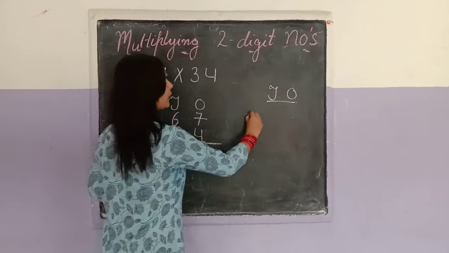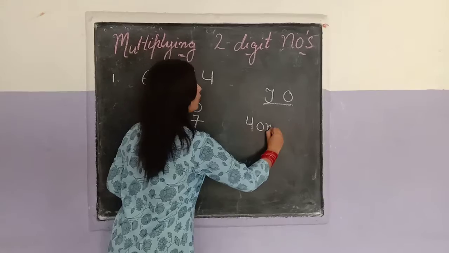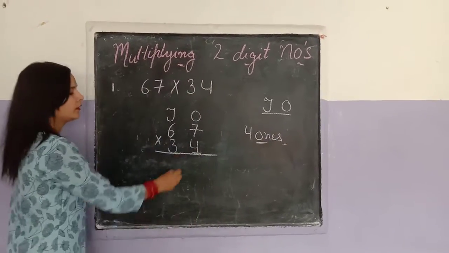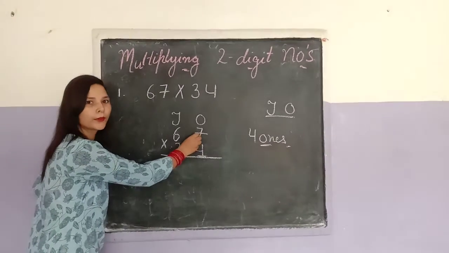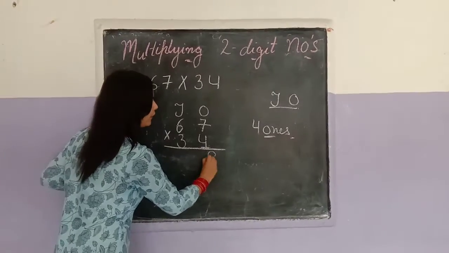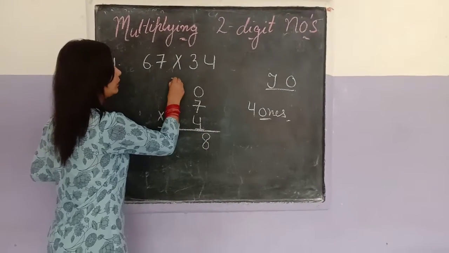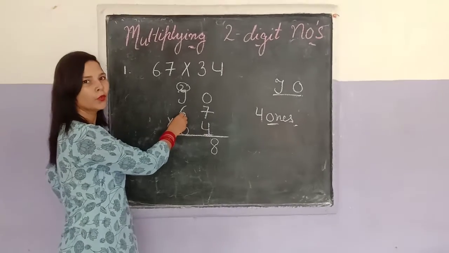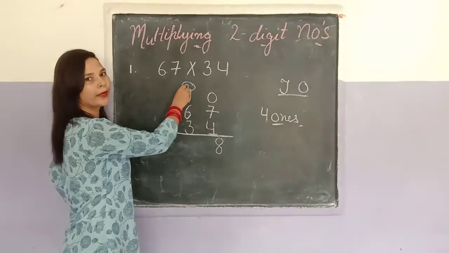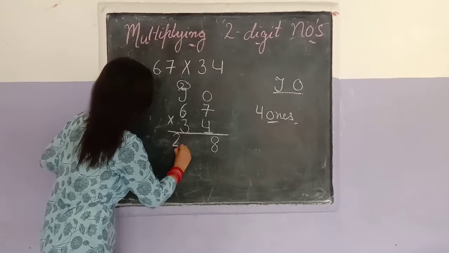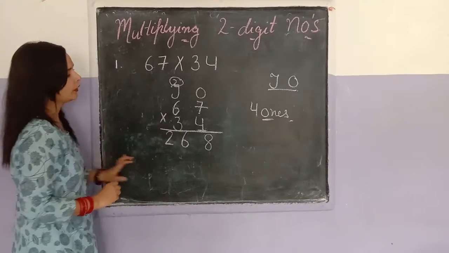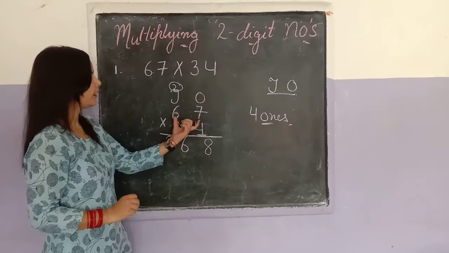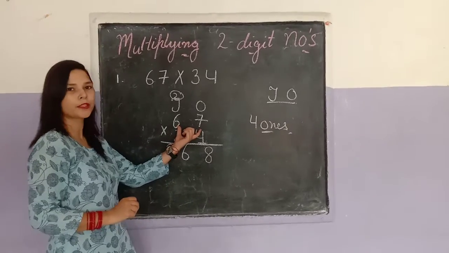So, we start with 4 ones, right? 4 times 7 is 28. 8 will write here and 2 will go up, right? 4 times 6 is 24. 24 plus 2 is 26. Now, 4. Now we have done these two terms.